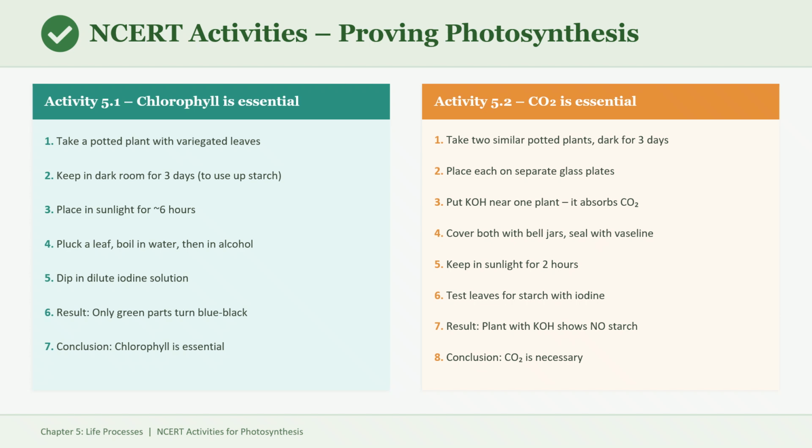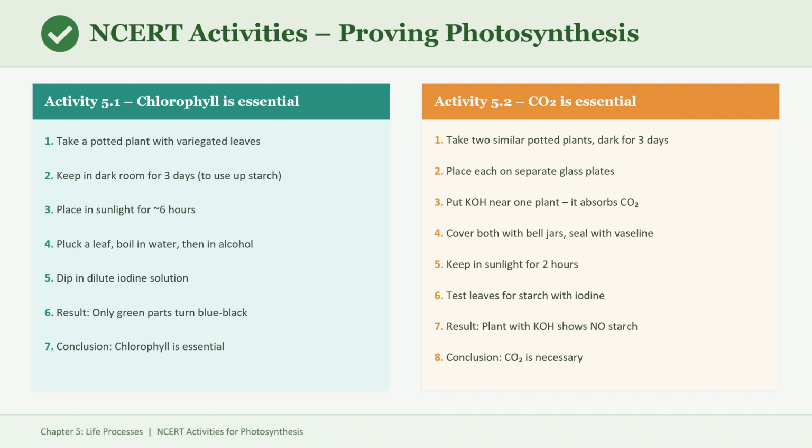So what are we doing? We are taking two similar potted plants. Again, we are keeping them in a dark room for 3 days. And we are placing each on a separate glass plate. To one plant, we are keeping the KOH solution in a small beaker or a bowl. And the other one, we are leaving as such.